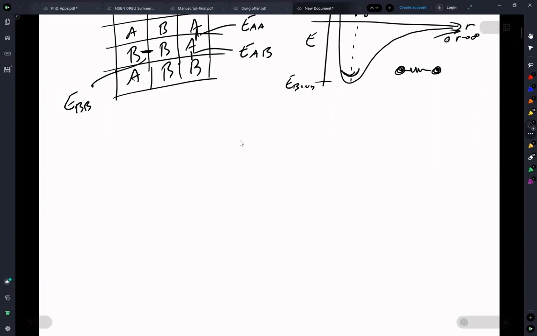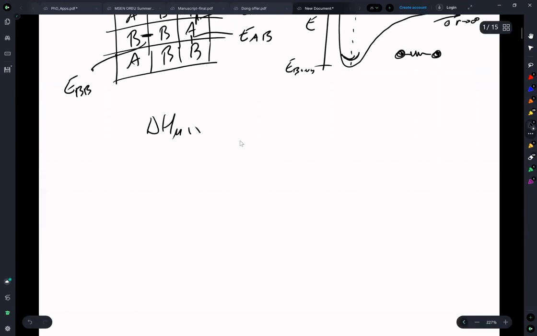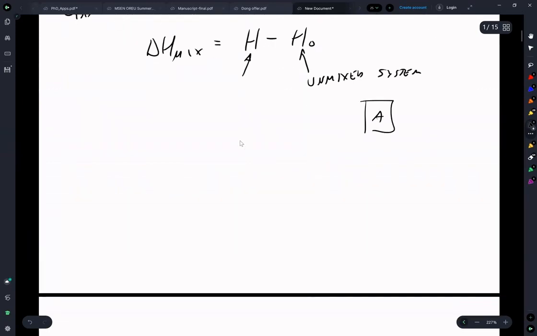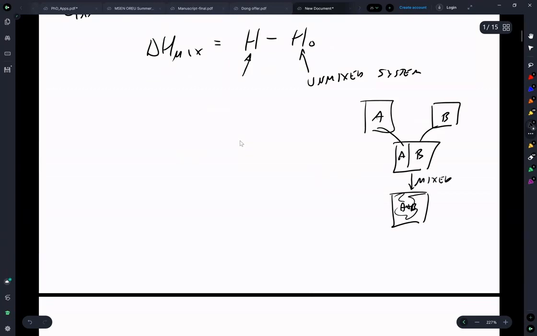So we still have the enthalpy of mixing being the enthalpy of the system minus the enthalpy of the unmixed system. Remember, we had that picture in which we had a box of A atoms and a box of B atoms that give a system of A and B atoms that are then mixed. So that's the picture we had.